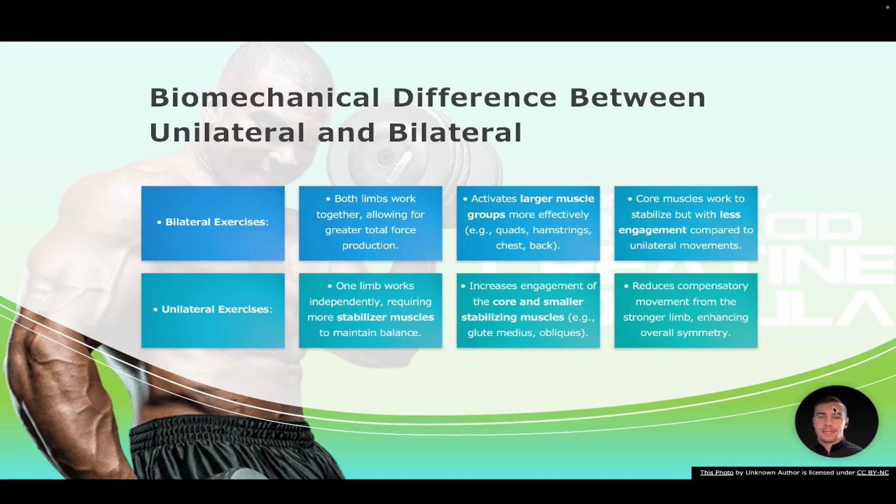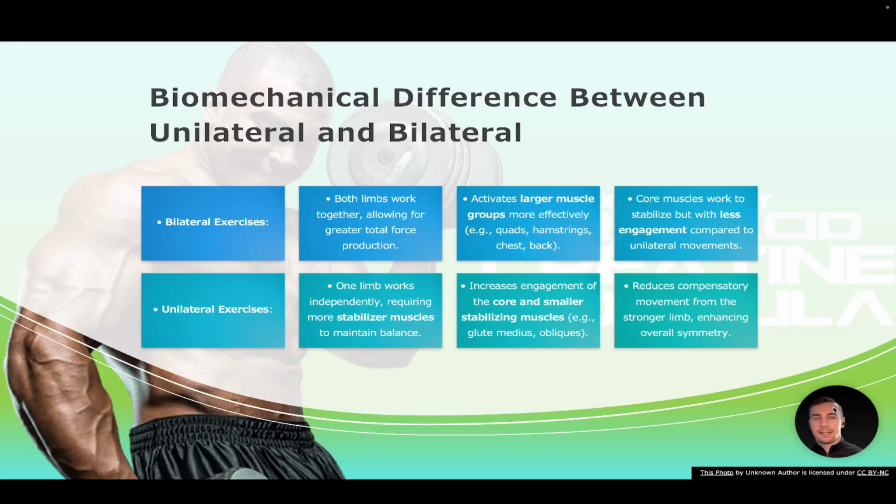And the gluteus medius is, of course, a muscle in the glutes. It's a smaller muscle, whereas the gluteus maximus, of course, is the larger muscle of the glutes. So that's what you're going to notice. Smaller muscles are going to be engaged with unilateral, larger muscles with bilateral exercises. So core muscles work to stabilize, but with less engagement compared to unilateral movements when it comes to bilateral exercises. Unilateral exercises reduce compensatory movement as well as helping the stronger limb, enhancing overall symmetry.